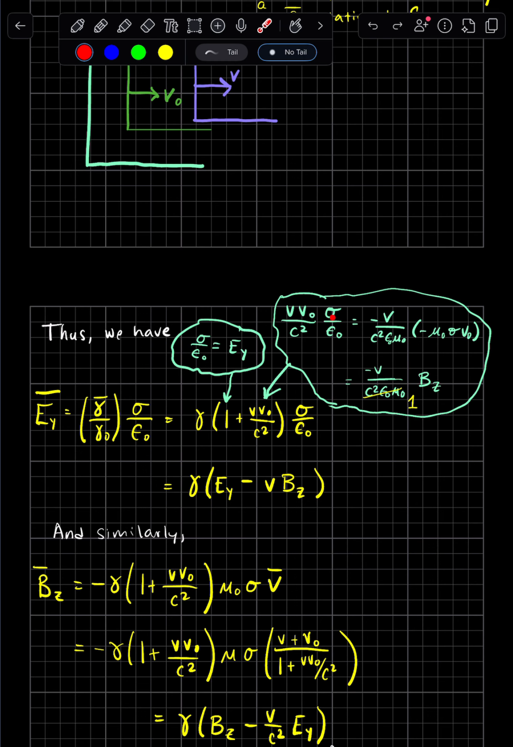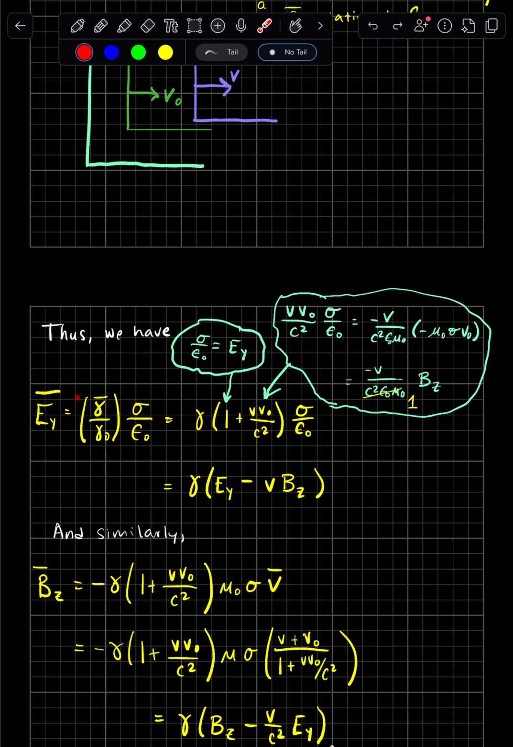And v v naught over c squared times sigma over epsilon can be rewritten as negative v over c squared epsilon naught mu naught times negative mu sigma v naught, because these mu's cancel, and the sigma that's here comes from this, and this v naught is here, and this v is here, and then of course we have the epsilon naught and the c squared. So this is just a weird algebraic expansion and manipulation of this term. But of course, epsilon naught mu naught times c squared is equal to 1. And this is the expression for BZ, the magnetic field in frame S.